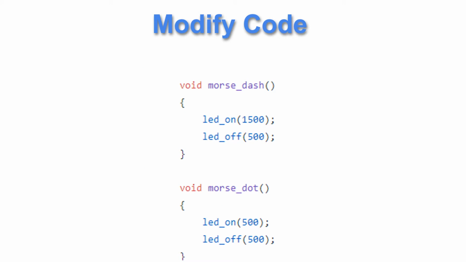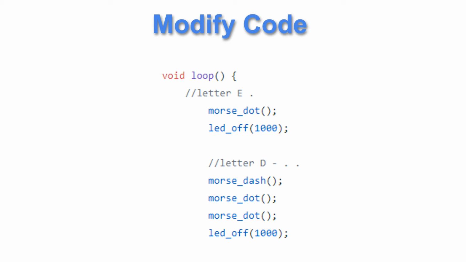The modifications I made, I add this procedure called Morse dash, which just turns it on for 3 lots of however long it's off. So if it's off for 500 milliseconds, put it on for 1500 milliseconds. And then same with Morse dot, this procedure just turns both LEDs on and then off.